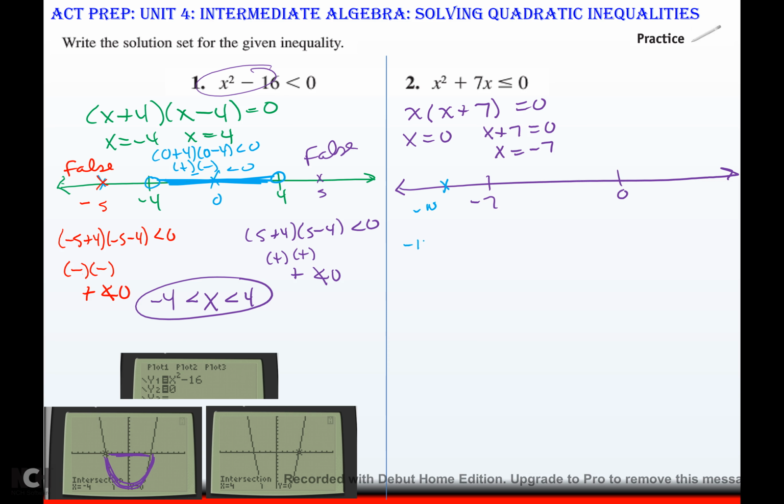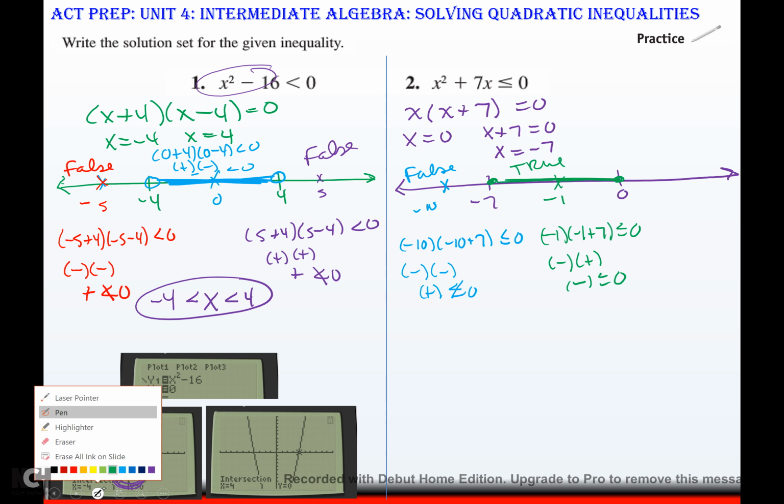So I'd have -10 times -10 plus 7, and I want to know, is that less than or equal to 0? Well, that's a negative times a negative, which is a positive, which is not less than or equal to 0, so this is false. Check something in between. How about -1? That would give me -1 times -1 plus 7, and I want to know, is that less than or equal to 0? Well, that's a negative, that's a positive, which will be negative, which is less than or equal to 0, so this is true. And I include them because of the bar.